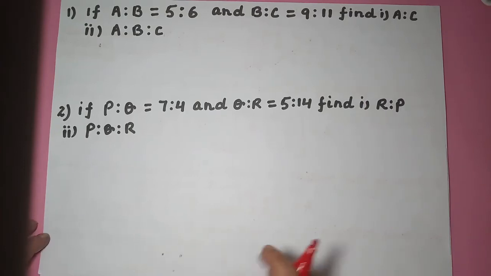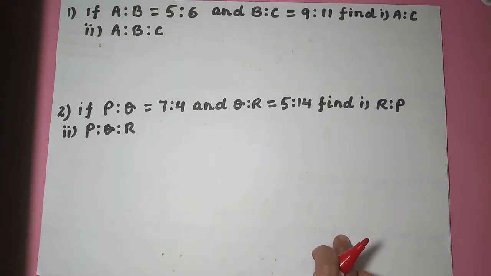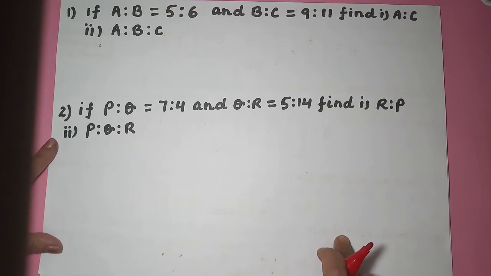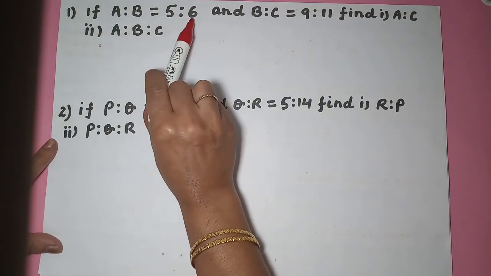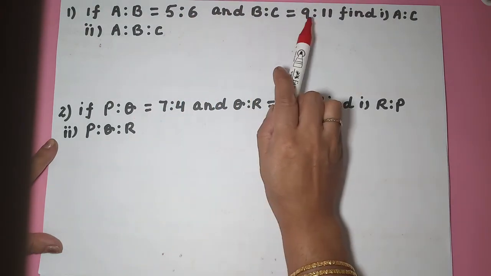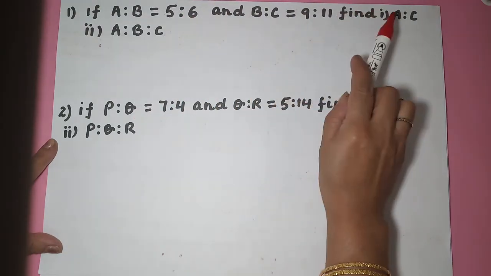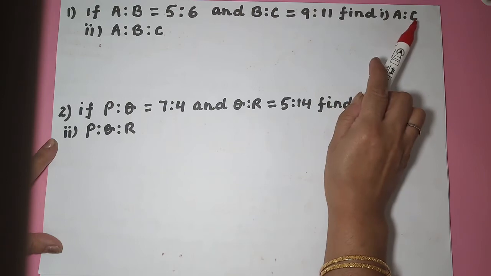In this video, we will solve some of the questions based upon the ratios. Now suppose we are given that A is to B is 5 is to 6 and B is to C is 9 is to 11. We have to find A is to C.